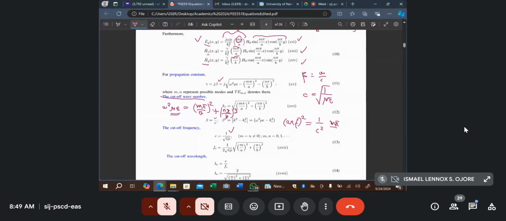m pi over a. Remember, m is the number of half cycles in the x, n pi over b squared. So remember, here is the cutoff where we have equated the propagation to be just leaving 0. So it means it's just getting to propagate. So then we are saying this is actually FC, the cutoff frequency. So what do you have as FC? You can divide both sides by 2 pi squared and get the square root. So that's why we are able to derive this one here.